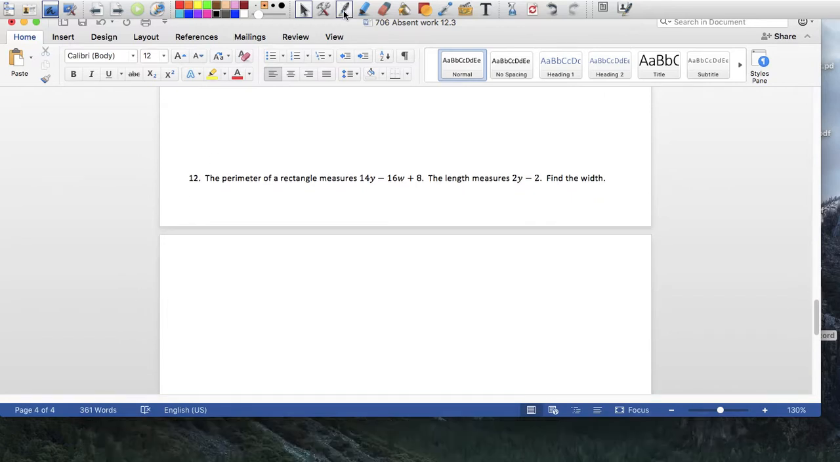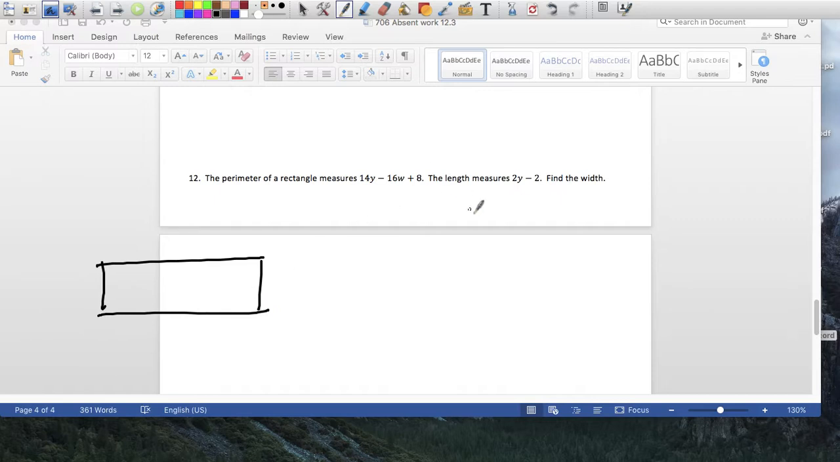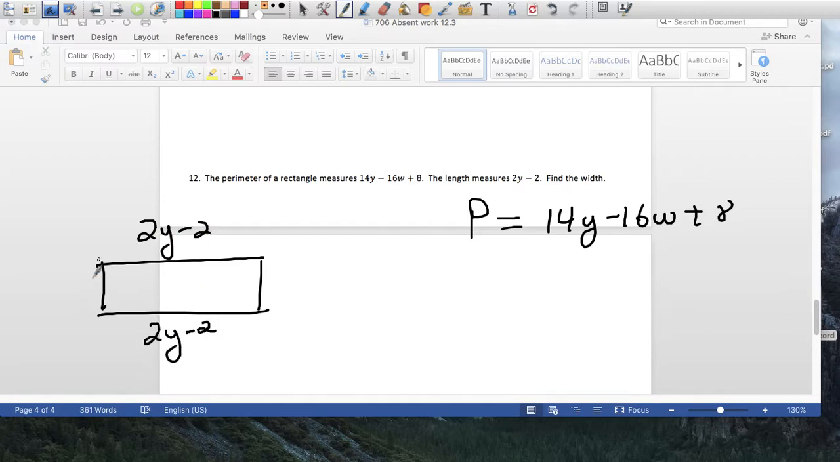It's a rectangle, and it tells me that if I add all four sides, I already know what the perimeter is. It's 14y minus 16w plus 8. I know the length measures 2y minus 2, which means this guy over here is 2y minus 2. So it says find the width. I don't know what this side is, and I don't know what this side is.